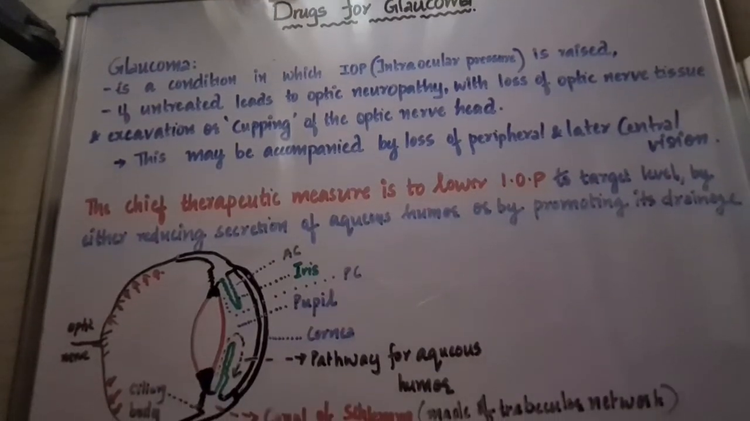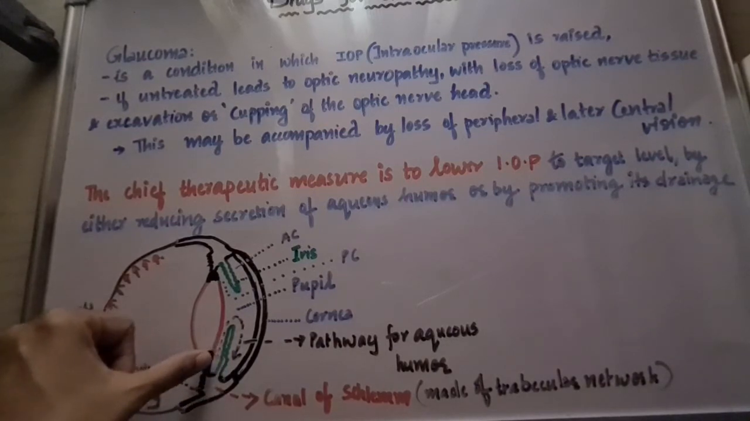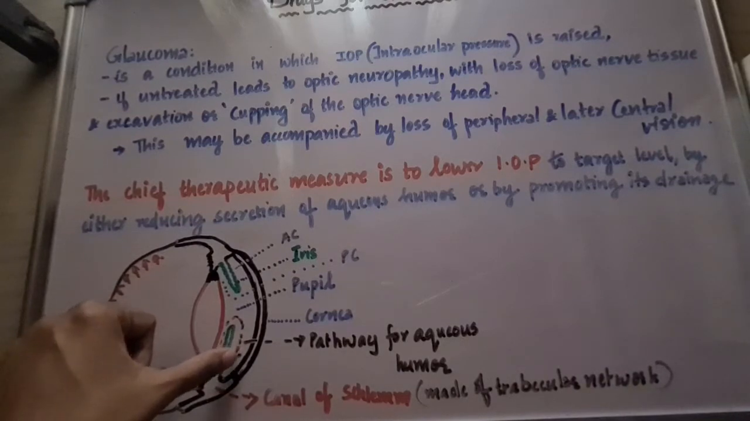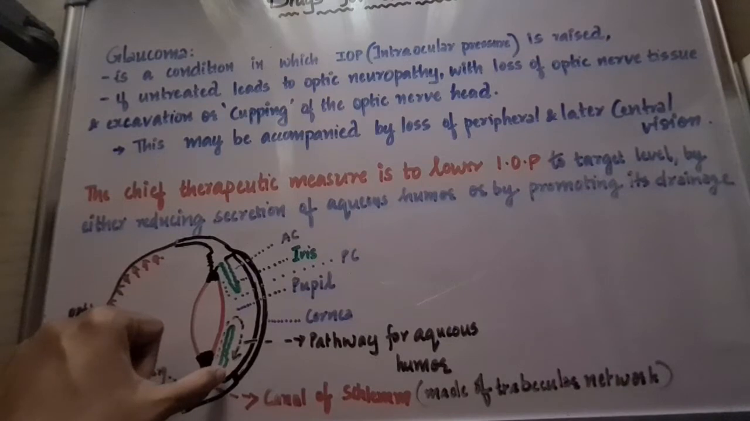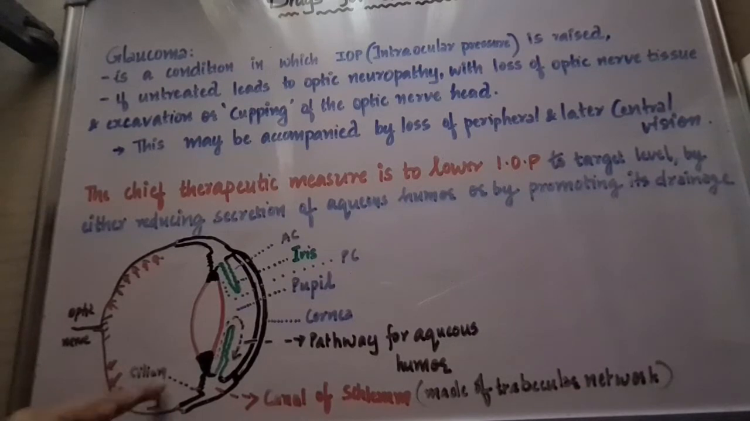So let us see. This is an outline of the eye. There is the ciliary body. The ciliary body produces a fluid called aqueous humor. This aqueous humor moves through the posterior cavity, through the pupil into the anterior chamber, or anterior cavity, and from there it drains out of the eye through the canal of Schlemm, which is made up of a trabecular network.